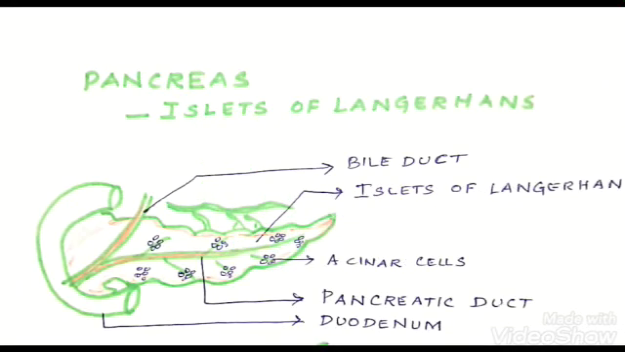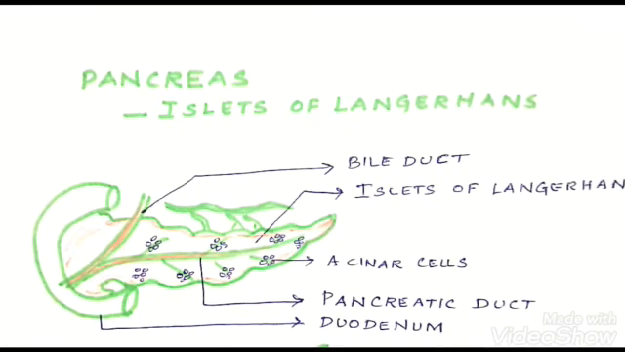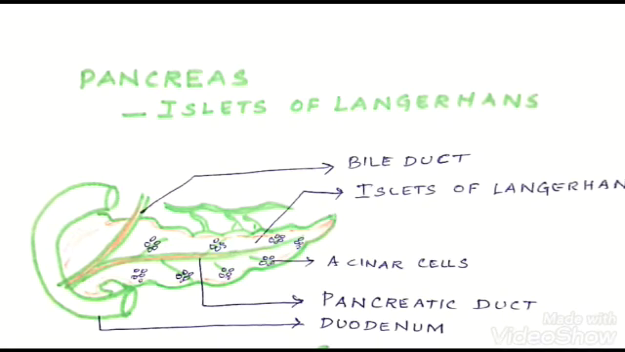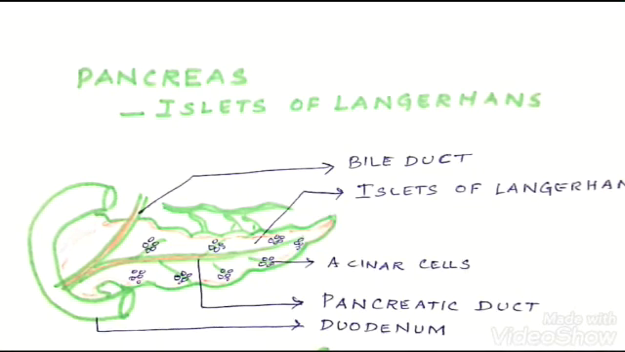Pancreas acts as both exocrine and endocrine gland. It has two cells, the alpha cells and beta cells. Alpha cells secrete glucagon, beta cells secrete insulin. Insulin helps in the conversion of glucose into glycogen. It promotes the transport of glucose into the cells.